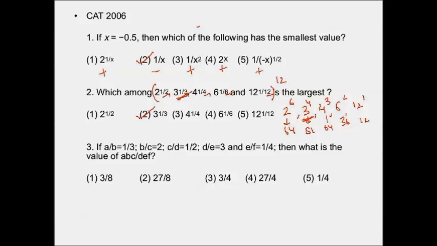If a by b is 1 by 3, b by c is 2, c by d is 1 by 2, d by e is 3, e by f is given, then what is the value of abc divided by def? So ABC divided by DEF.